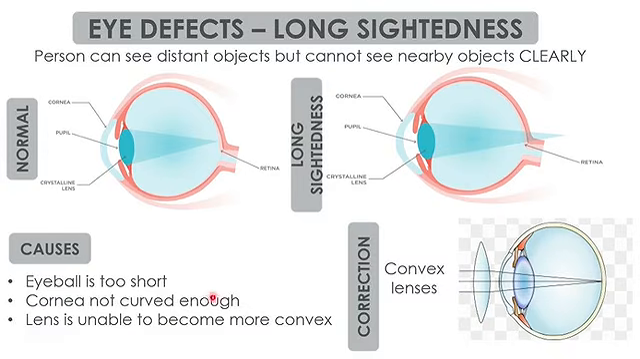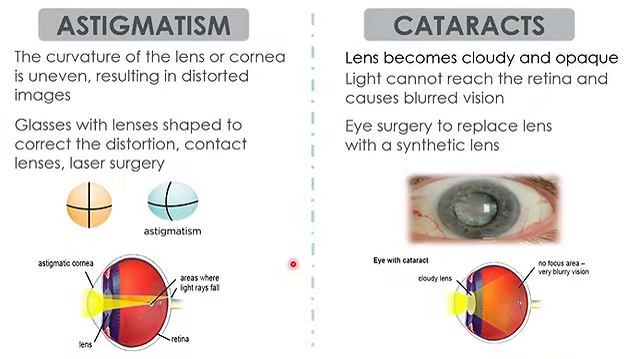What can cause it? First of all, it might be that the eyeball is too short, or that the cornea is not curved enough, or the lens is unable to become more convex. And like I said, quite often with older people, they will experience this eye defect.